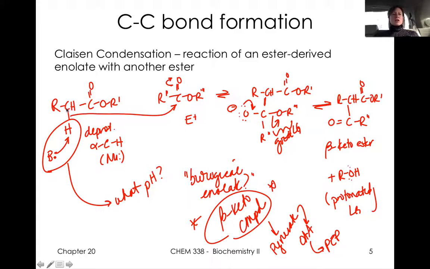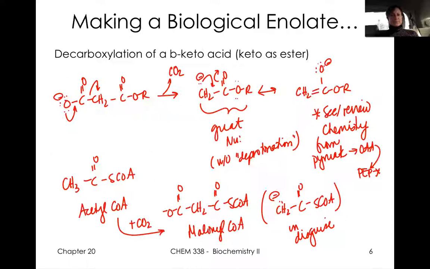Deprotonation of the alpha carbon on an ester generates a nucleophile, and we'll have another ester that's going to be an electrophile, generating a tetrahedral intermediate that now has a good leaving group, and having an ester here will generate a beta-keto ester. And so again, this beta-keto ester will be then further modified to generate our fatty acids.